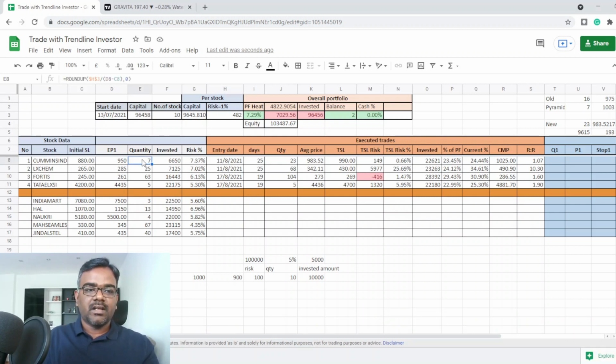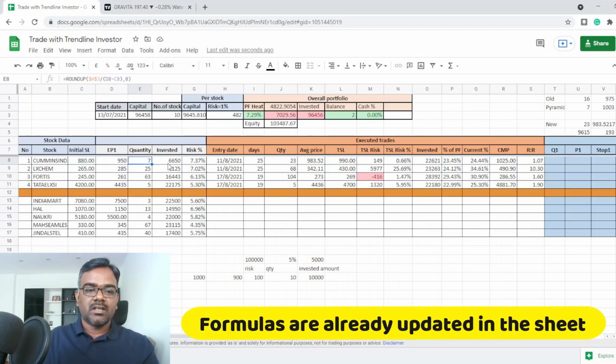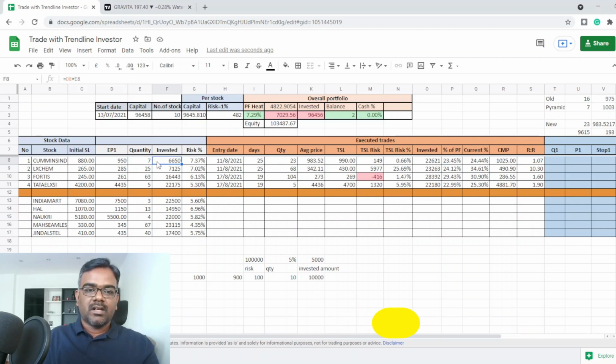So here if you see, my quantity is H3. H3 is nothing but 482 divided by D8. D8 is this, minus C8. C8 is this. So 482 divided by 950 minus 880. So it gives me 7 shares. So I invest 6,650 rupees. Now if this was, let's say, 1%, then this would double. This was 0.5, now if we increase to 1%, that would double.